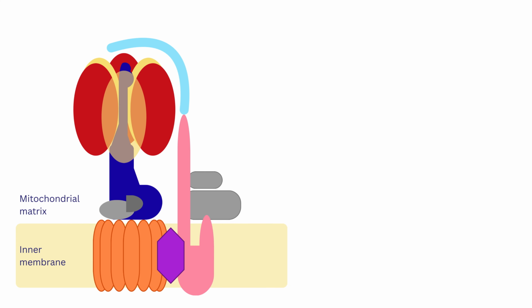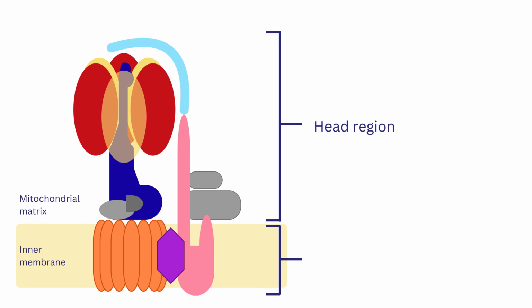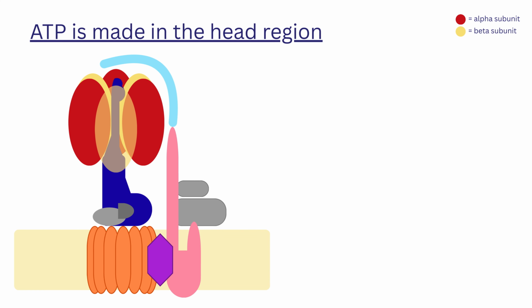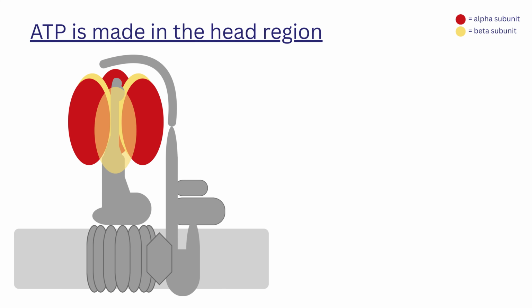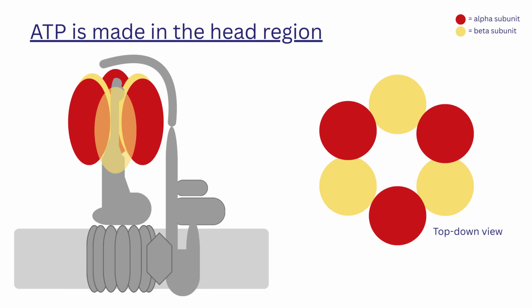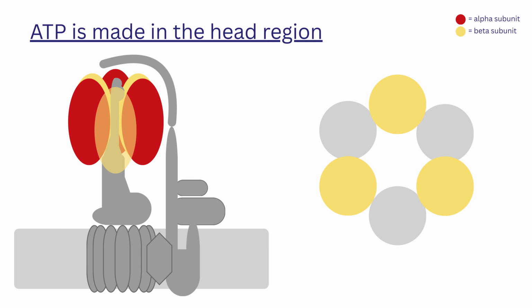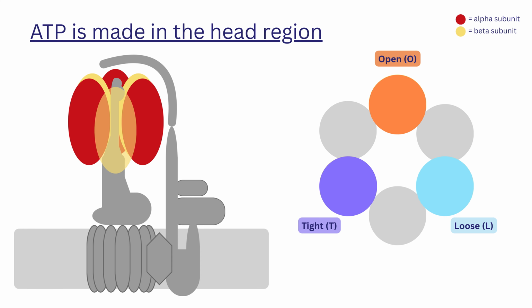The enzyme can be split up into a head region, which sits within the mitochondrial matrix, and the membrane region, which is embedded in the inner membrane. In the head region of ATP synthase are 3 alpha and 3 beta subunits, arranged in an alternating circular manner. Each beta subunit cycles between 3 different states to make ATP: open, loose, and tight.